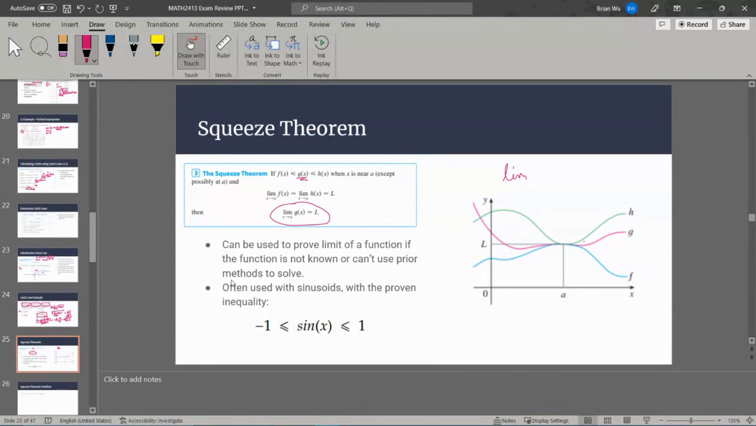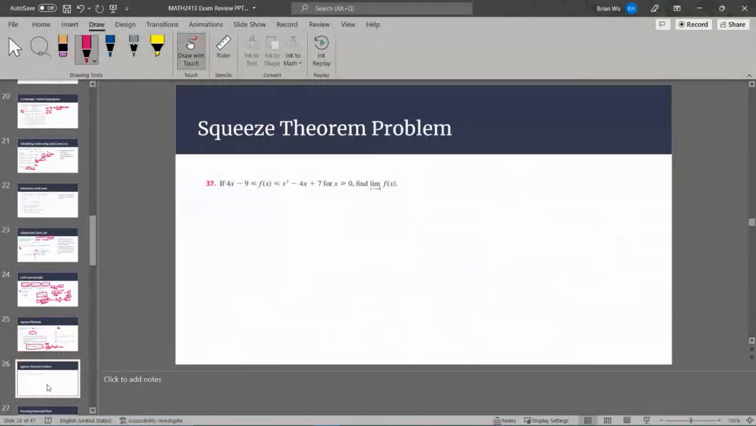Generally, it's used to prove limits that are not evaluatable using normal methods, and it's often used with sinusoids because we know that a sinusoid always stays between -1 and 1. That's the same for cosine x and some other trig functions, right? Because we know that it always stays between these values. It just repeats. And you'll see that in a future problem. So let's try one of these.